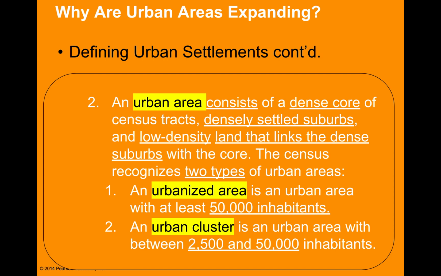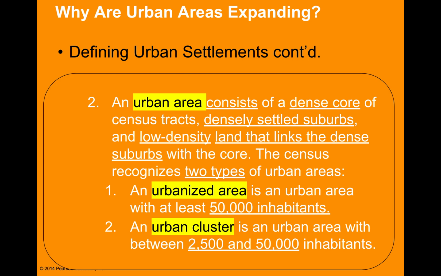The census defines 2 characteristics of an urban area. One is an urbanized area, which consists of 50,000 inhabitants. Oftentimes when we look at those urban areas, we're talking about areas of at least 50,000 people. And in the United States, there are 486 urbanized areas.